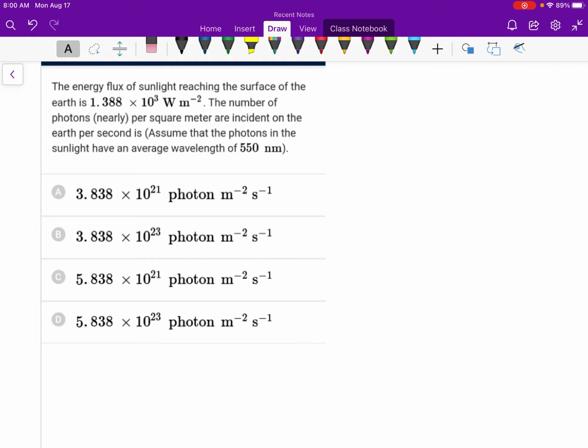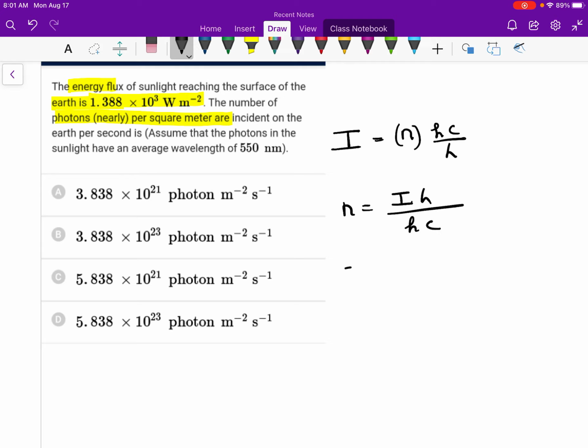The energy flux of this, so energy reaching per unit area per unit time, this is energy flux, and the number of photons per square meter incident on the earth per second if the wavelength is this. So energy incident per unit area per unit time is n, number of photons incident per unit area per unit time, into hc by lambda. So n is I lambda upon hc.